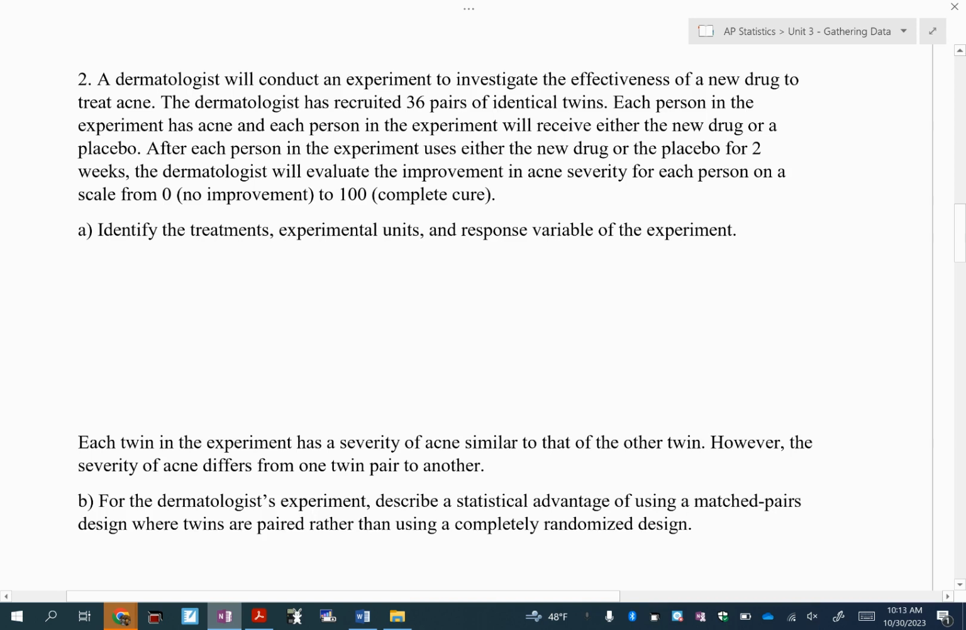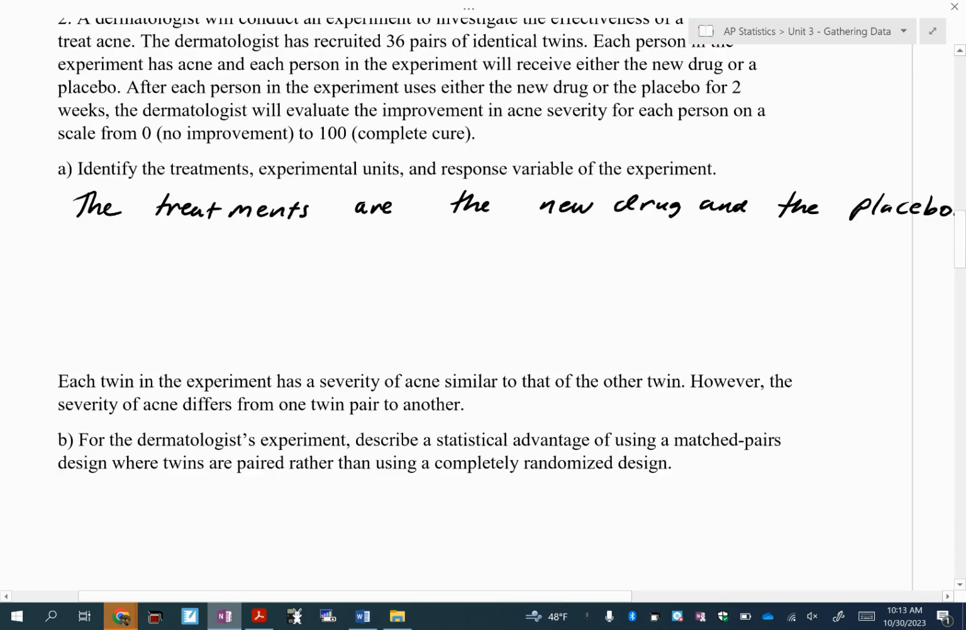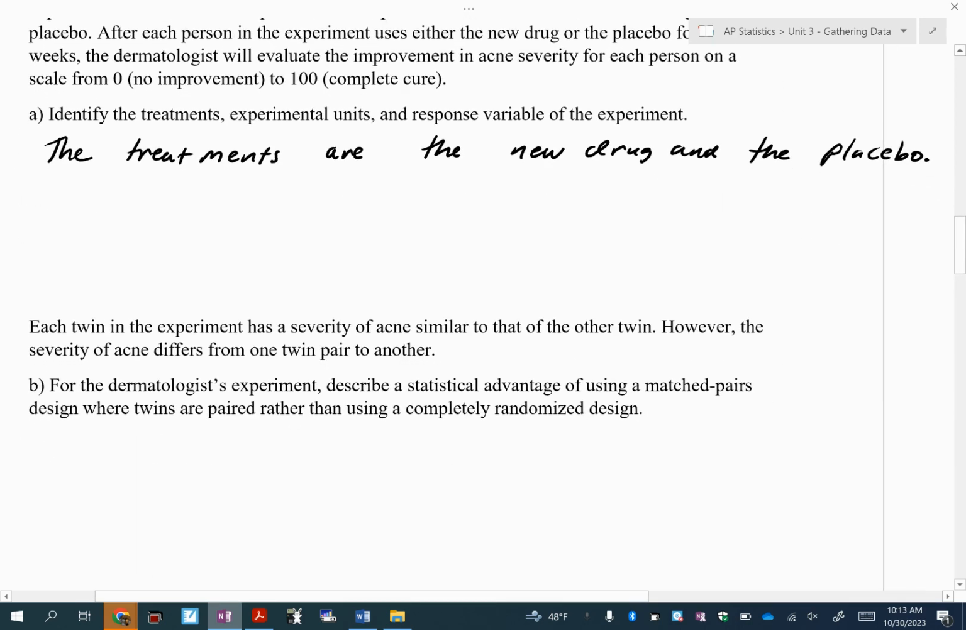So hopefully the goal here is that this should be like gimme points, right? They're trying to help you out with this. So the treatments are the new drug and the placebo. Don't forget to mention, if they do say there's a placebo, that technically is a treatment. Even though the placebo doesn't include any medicine, it's still technically a treatment.